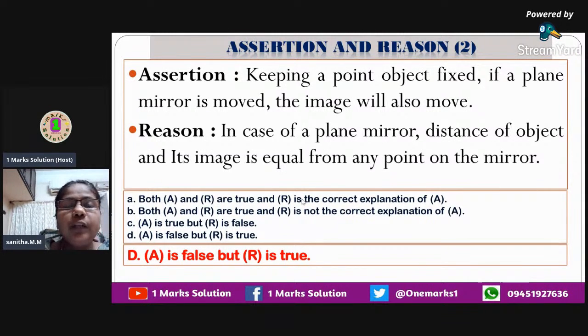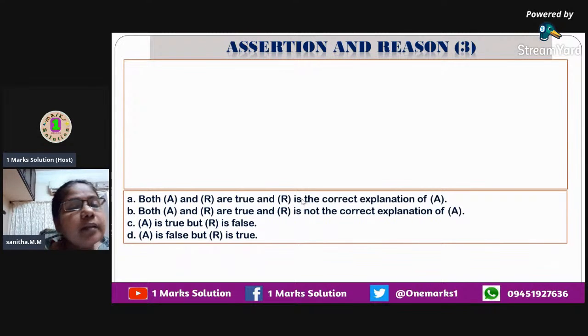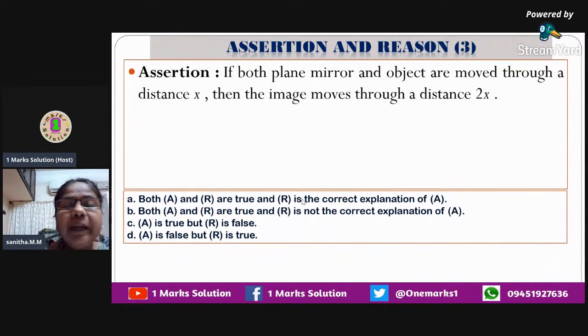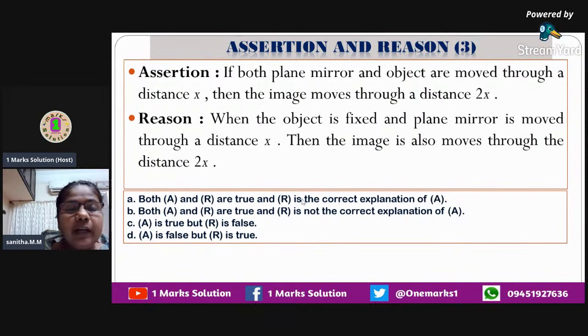Now we are going for the third one. What is the third one? If both plane mirror and object are moved through a distance x, then the image moves through a distance 2x, that means double of it. Then what is the reason given? When the object is fixed and the plane mirror is moved through a distance x, then the image also moves through the distance 2x.